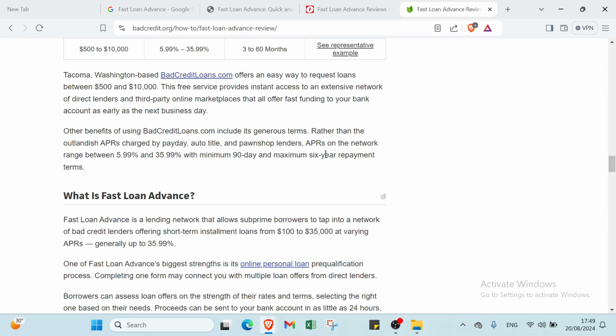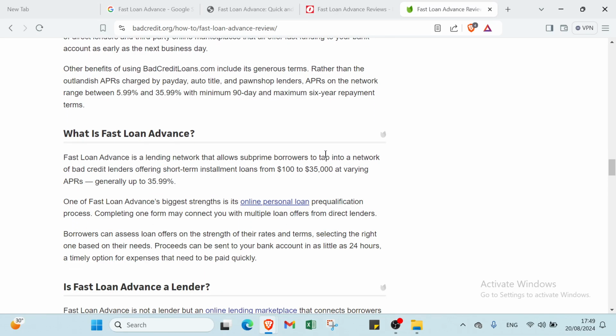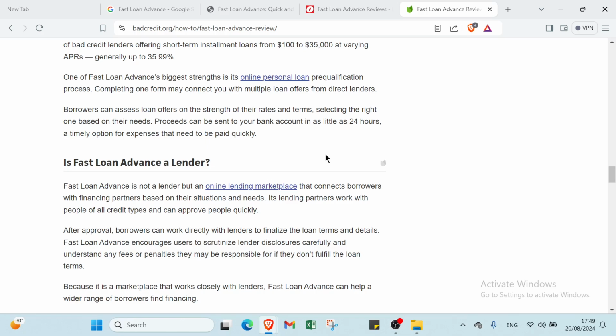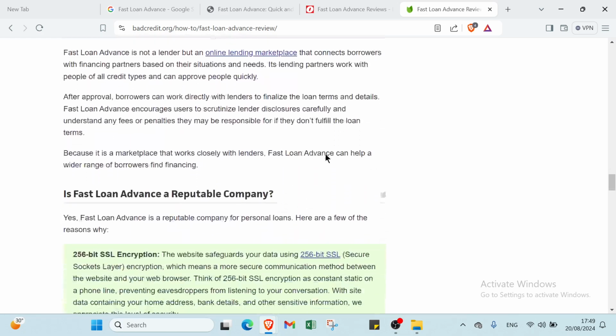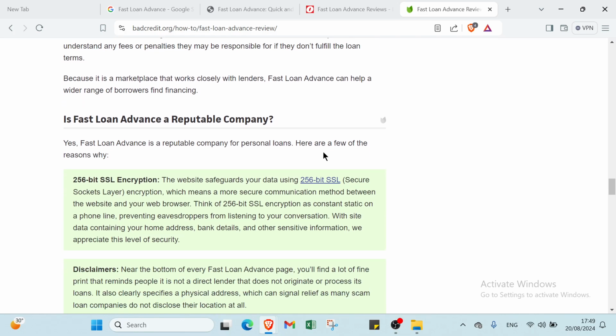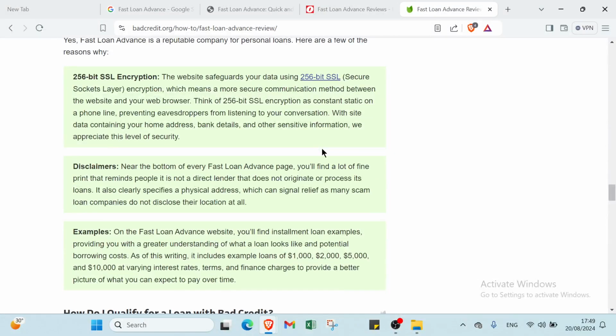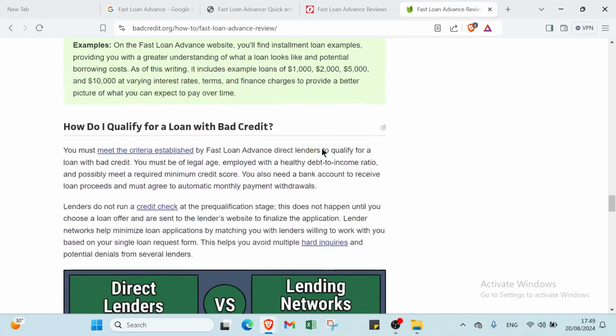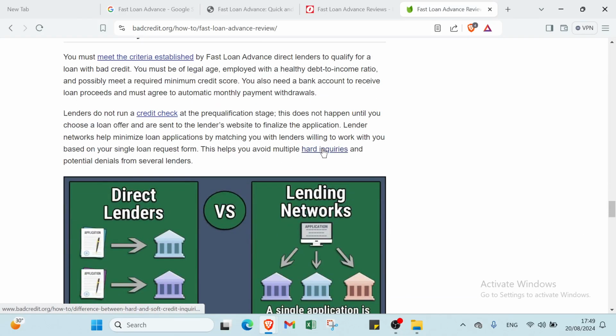Then we have check your credit. Review your credit report before applying for a loan. A good credit score can help you secure better terms and lower interest rates. Then we have consider alternatives if possible. Explore other financing options such as personal savings, borrowing from friends or family, or other types of credit with better terms. Then we have keep track of spending. Use the funds wisely, stick to your budget, and avoid unnecessary expenditures to ensure you can comfortably repay the loan.